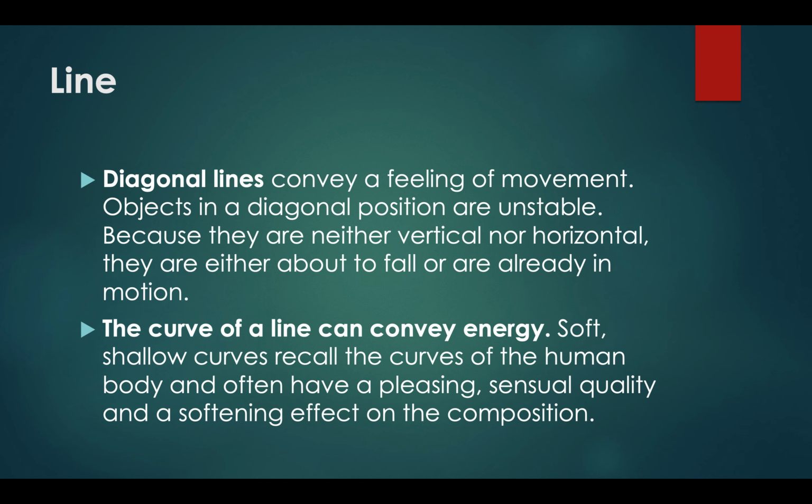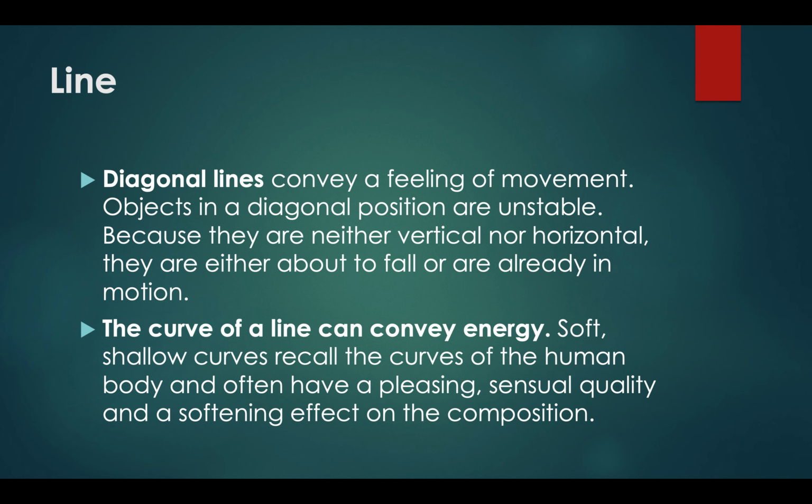Now diagonal lines convey a feeling of movement. Things that are diagonal are often unstable. They're neither vertical nor horizontal. They're neither heading up towards the sky nor fully at rest. They're either about to fall or they're already in motion.